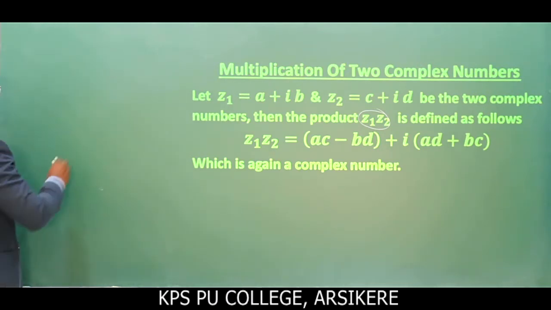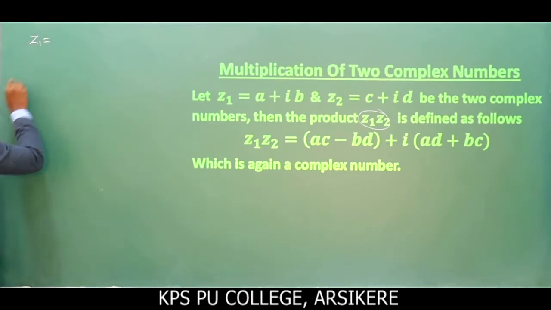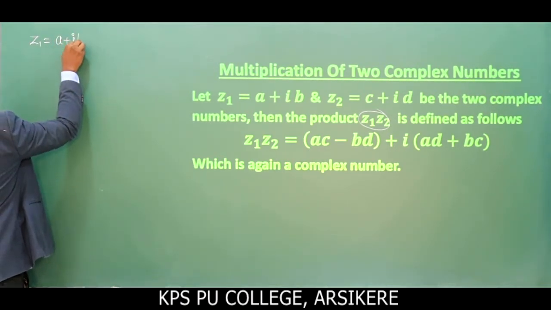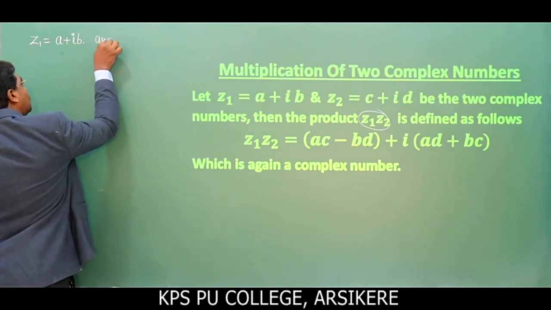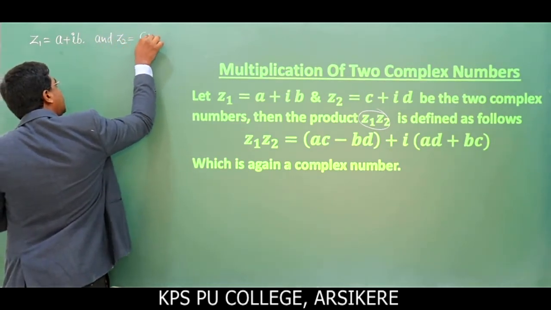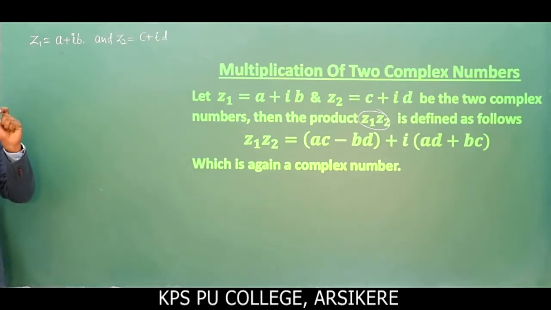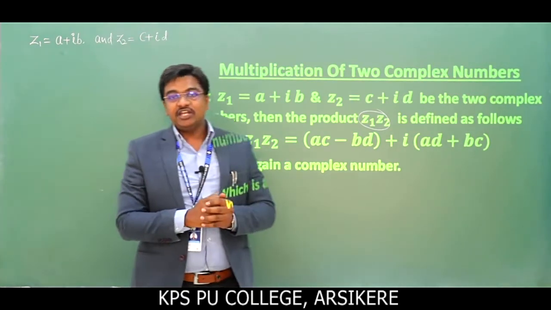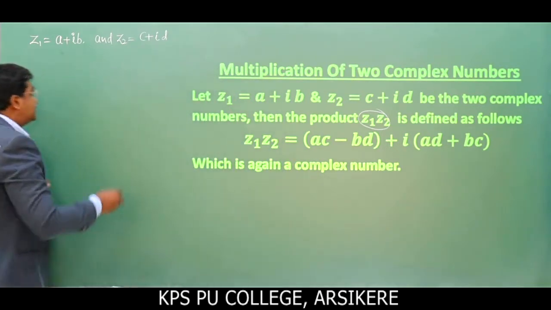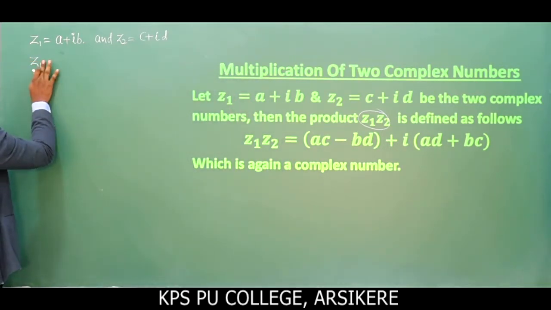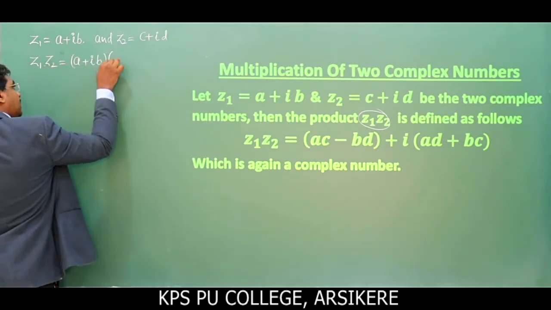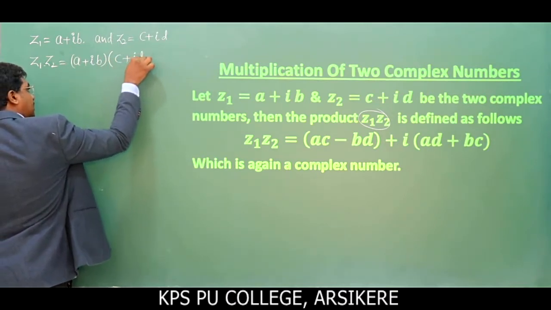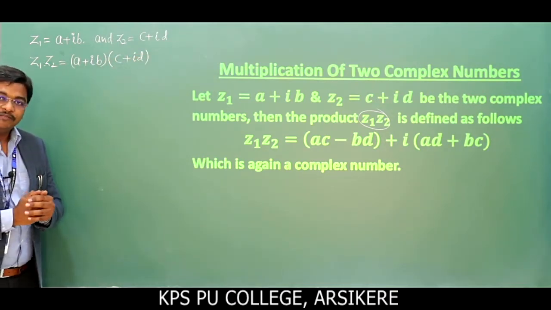Just listen. So what is z1? z1 is equal to a plus ib, where a is the real part and b is the imaginary part, and z2 is equal to c plus i into d. Here also c is the real part and d is the imaginary part. How to find the product? z1 into z2 is equal to a plus i into b, into c plus id. This is the product.